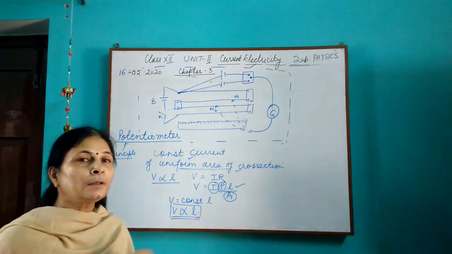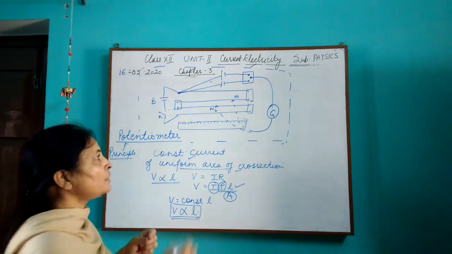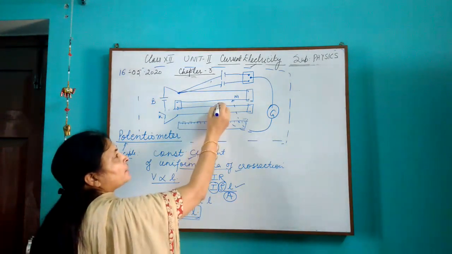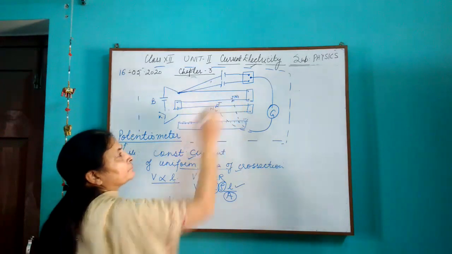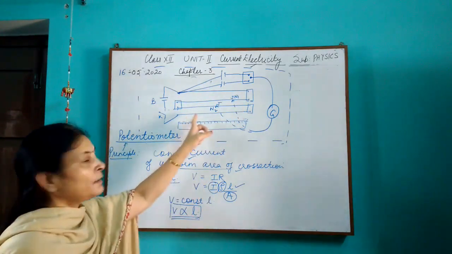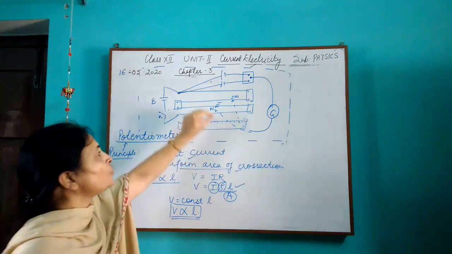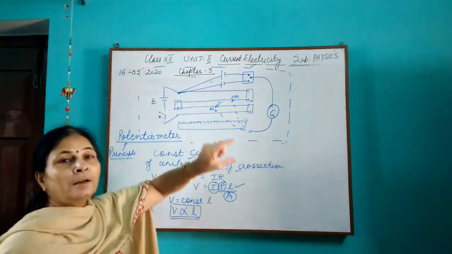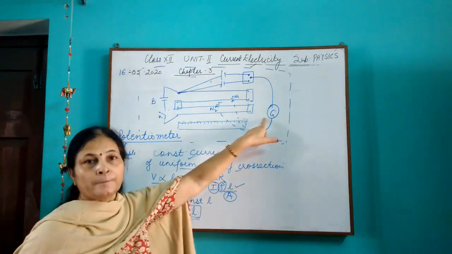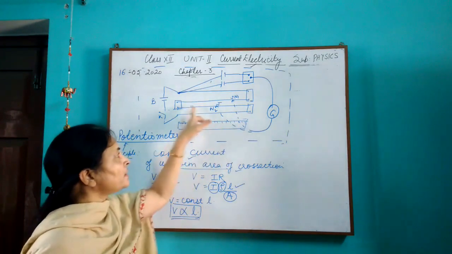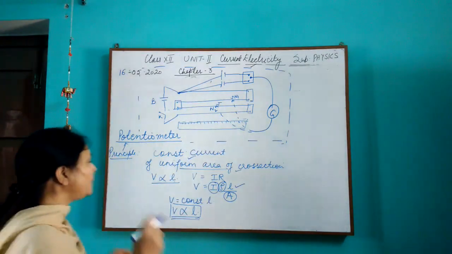I told you in the meter bridge also that when the jockey is moved on the wire, there has to be a particular device which is used to touch the wire and find out the null point in the galvanometer. So when that is touched on the wire, that is not to be slid.